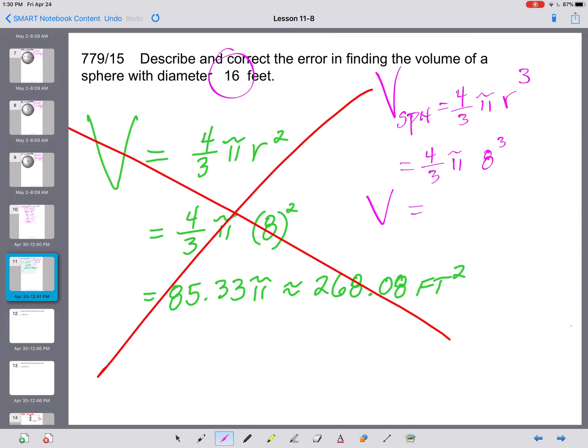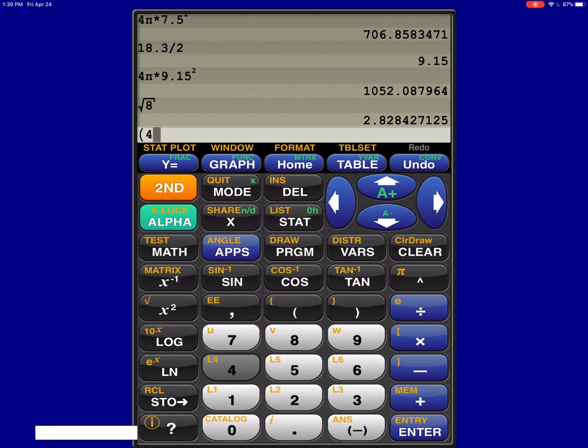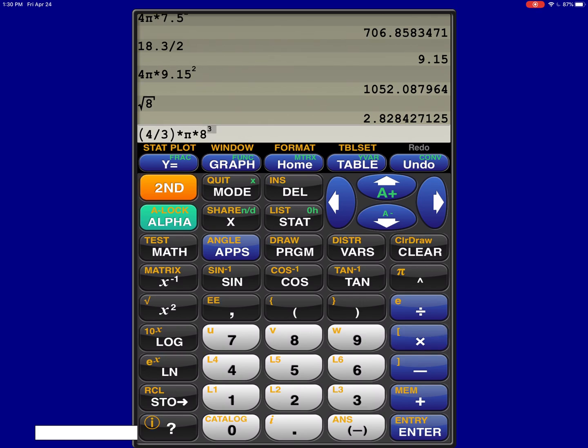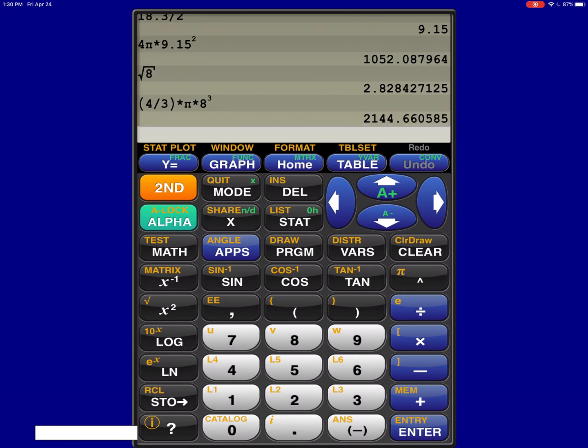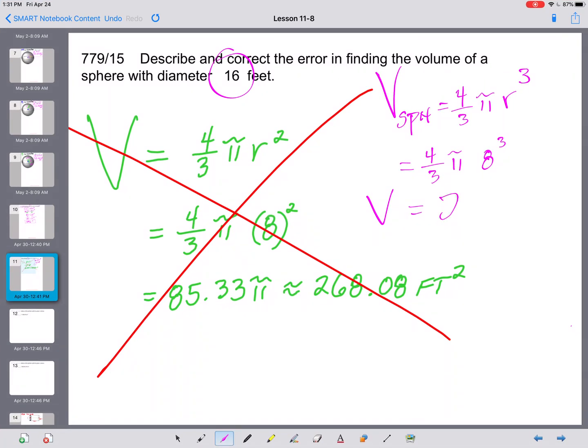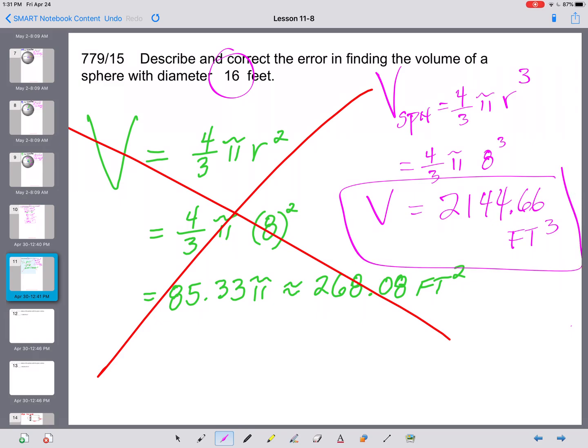When I do it in the calculator, 4/3 is going to be in parentheses. Parenthesis, 4 divided by 3, times pi times 8 cubed. For the volume, check your formula sheet carefully: 4/3 pi r cubed is the volume. Boom, 2144 and something. Our units are going to be feet cubed because it is volume.